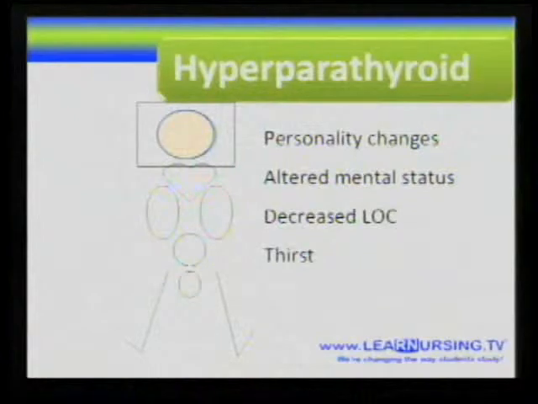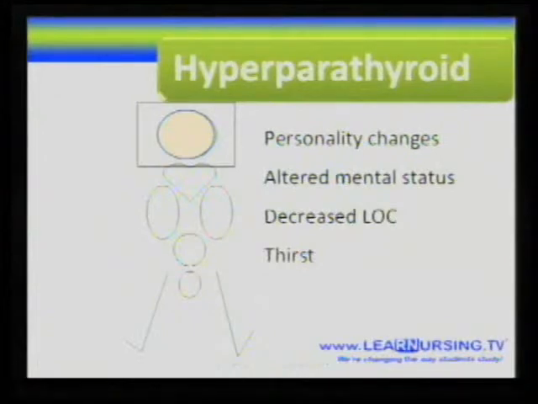Good deal. Yeah, it's pretty common, isn't it? Now, one tumor causes me to have a special kind of brain surgery. What is it? Transsphenoidal hypophysectomy, what do we call that? Brain surgery through your face. All right, good job. So let's look at what it looks like again, head to toe, hyperparathyroidism. They have personality changes. Isn't that something? And they have altered mental status, decreased level of consciousness, and they are very thirsty.